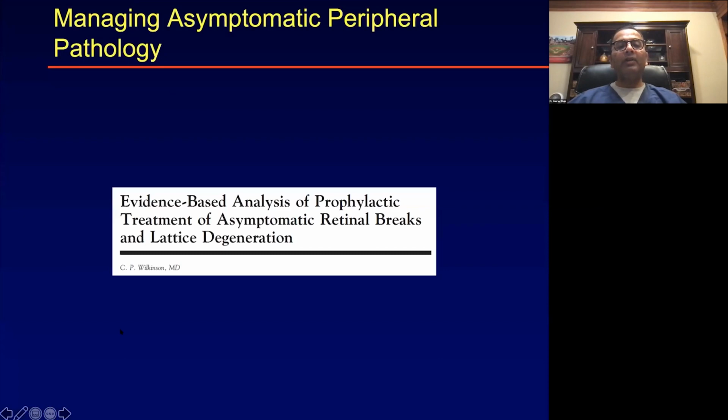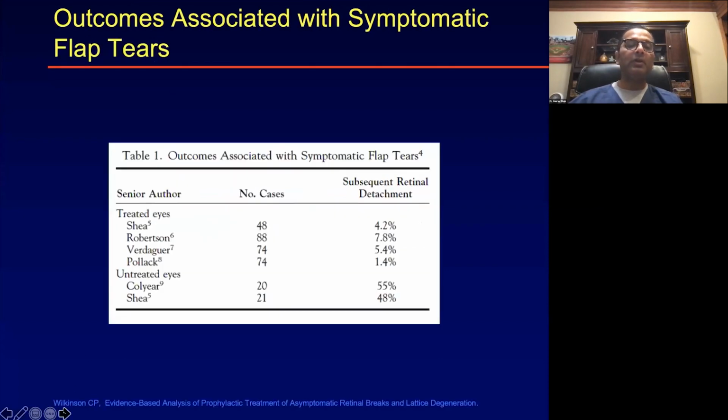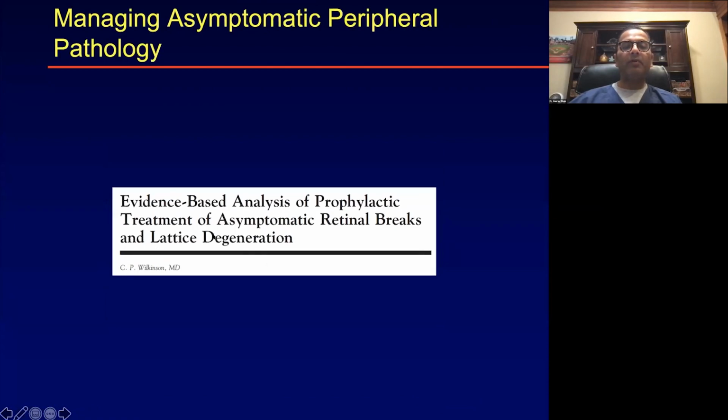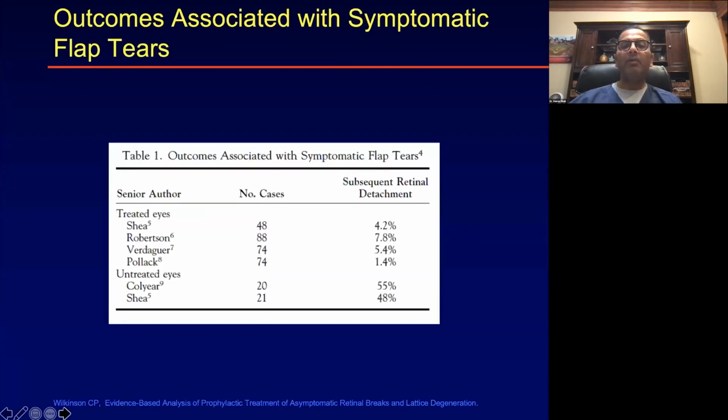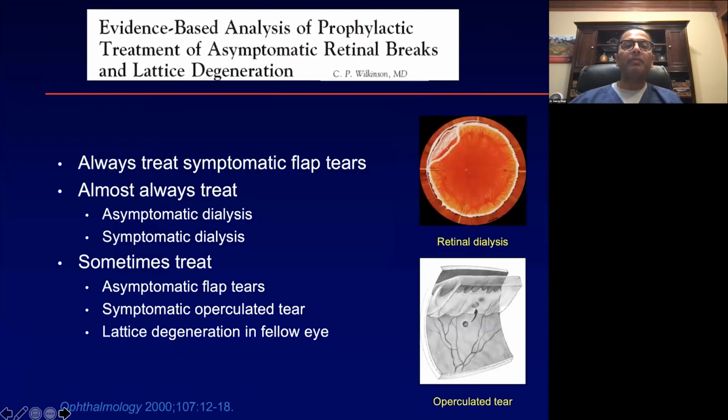And if you do find a tear, what do you do with these patients? Do we treat, not treat? Let me go back. This was a very old paper looking at an evidence-based analysis for prophylactic treatment for asymptomatic tears. And most asymptomatic tears really don't go on to have detachments unless they have a flap or traction associated with them. So the question is, do we always treat asymptomatic tears? Typically not. We always do treat symptomatic flap tears.